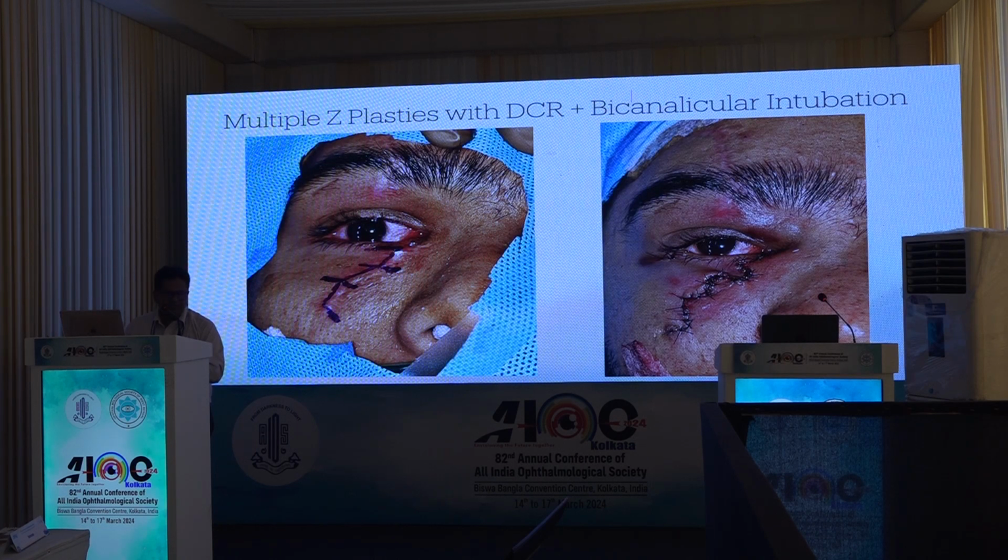So what we did was multiple Z-plasties, and also a lateral canthotomy and cantholysis to release the eyelid to the medial side. Then we did a DCR in the same setting, because that would allow us to put in a bicanalicular stent, and that would help in keeping the medial canthus in the right position.